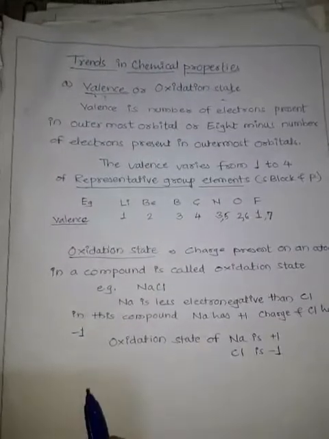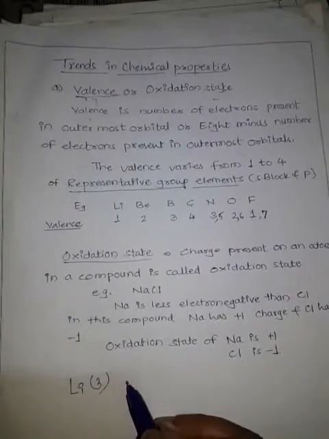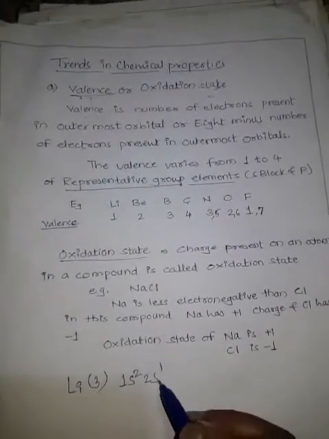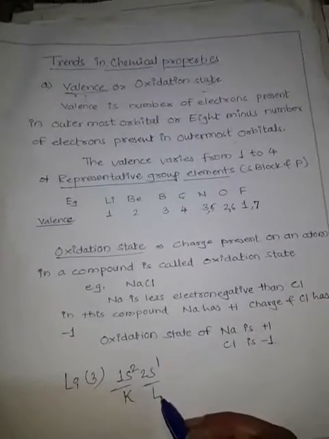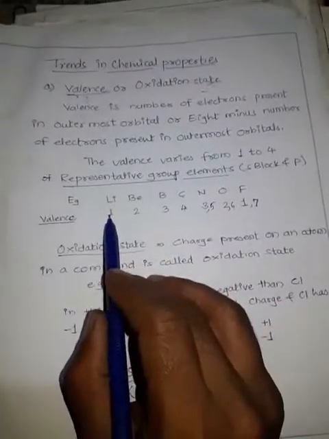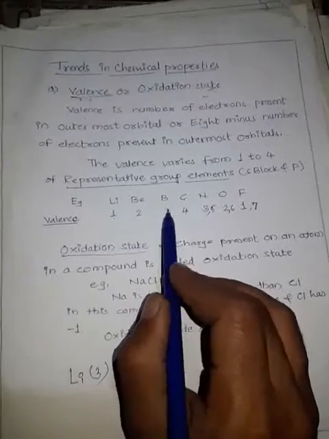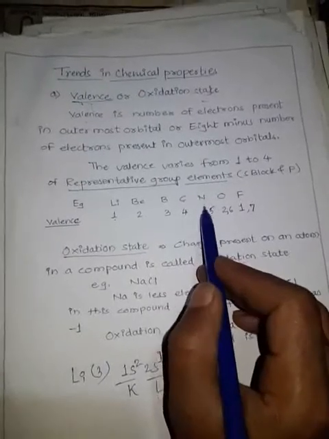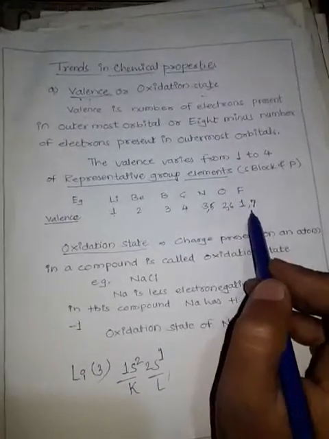If you try to write the electronic configuration of lithium, lithium has atomic number 3 and its electronic configuration is 1s2, 2s1. Now this is your K, the first shell, and this is your L. In the outermost shell there is only one electron, and that's why, as per the first definition, for lithium the valency is 1, for beryllium it is 2, for boron it is 3, for carbon it is 4, nitrogen it is 5, for oxygen it is 6, and for fluorine it is 7.